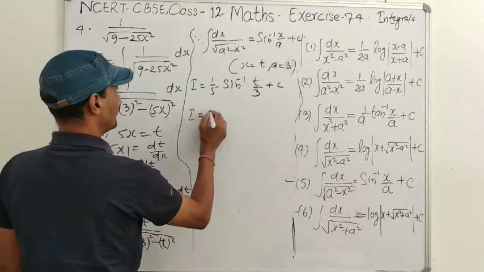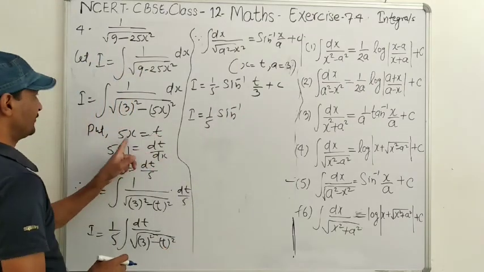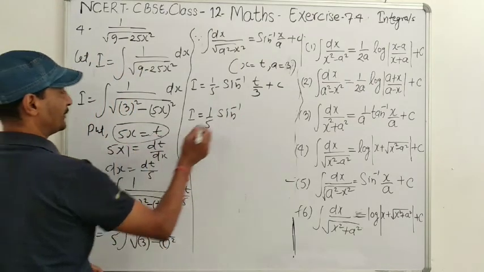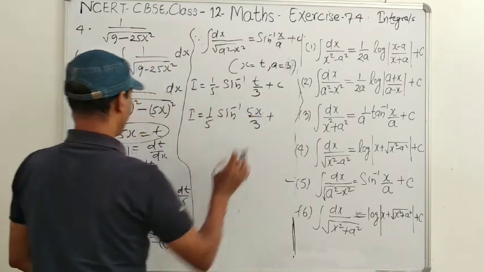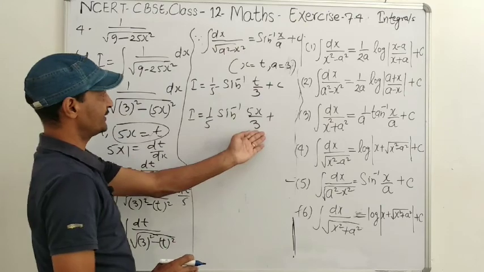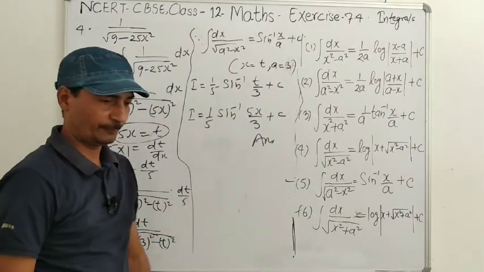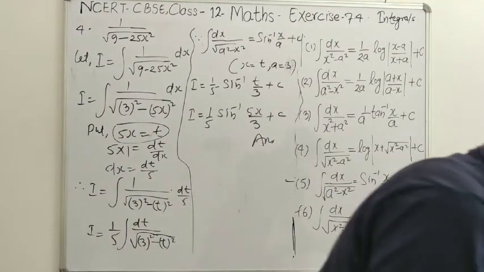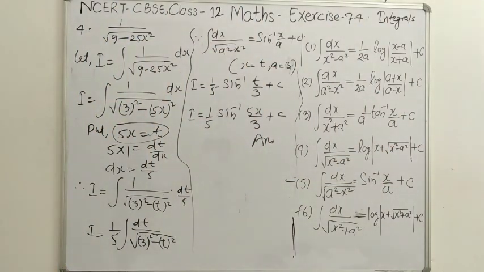Now I equals 1 by 5 sine inverse. What is t? t is 5x. So 5x by 3, in the place of t put 5x, plus c. So it is the answer of question number 4. So with the help of these solutions you can try other questions.